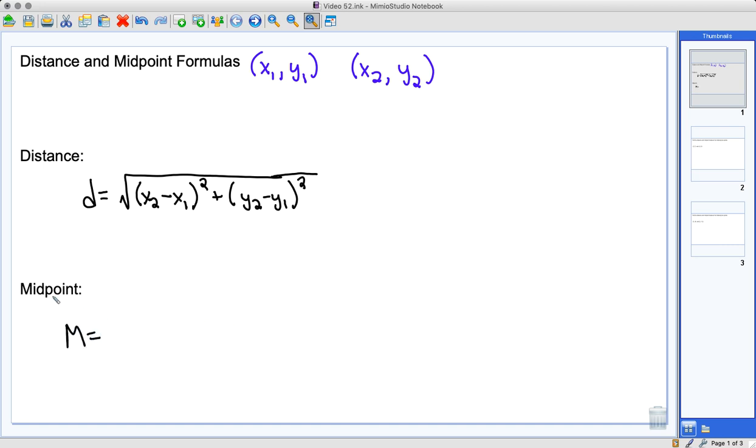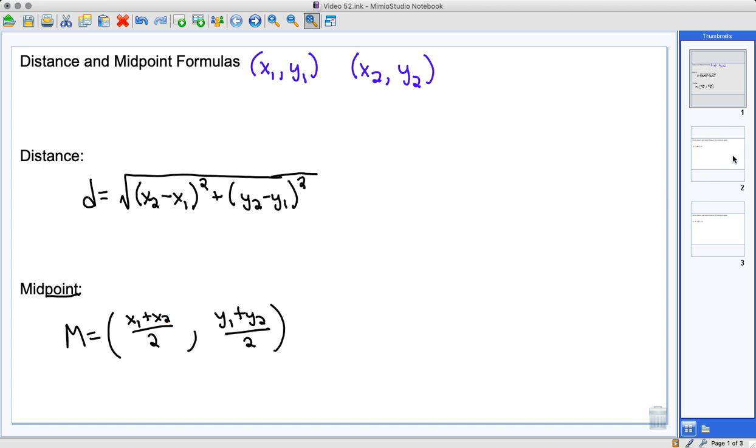Okay, then midpoint, keyword point, so this will actually be a point when you answer it, is x1 plus x2 divided by 2, will give you the x value, comma, y1 plus y2 divided by 2. Okay, so guys, what you're going to want to do is add the two numbers on the top first, then divide by 2.